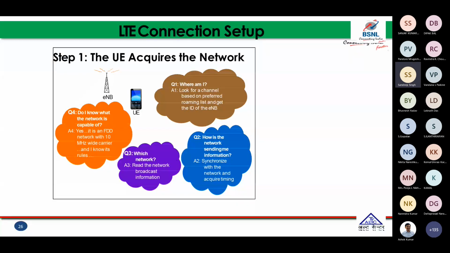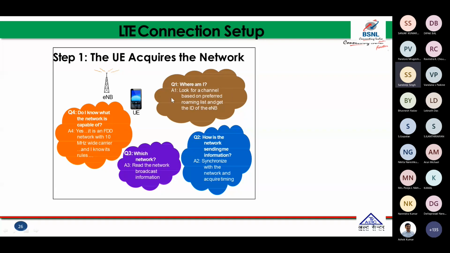These few slides are just the basics of the LTE core setup, how the UE connects with the 4G core network. First, the UE acquires the network. There are some questions: how does the UE ask the network where am I, how is the network sending me information, which network do I want to read, and what is the network capable of. All these questions and answers are for acquiring the network. The UE wants to acquire the network when they first switch on their mobile.